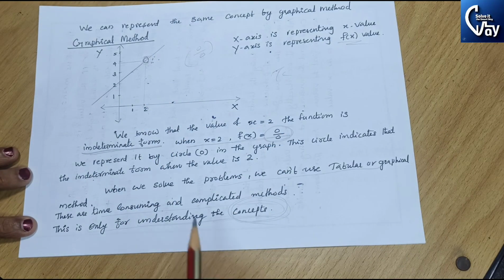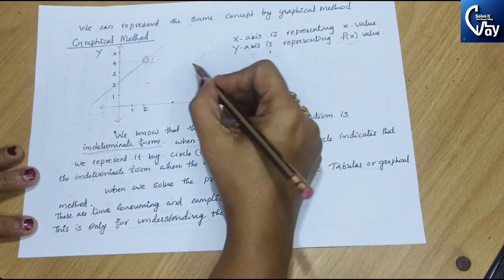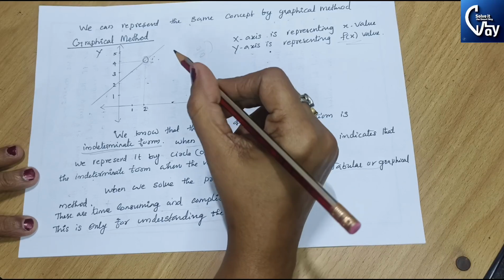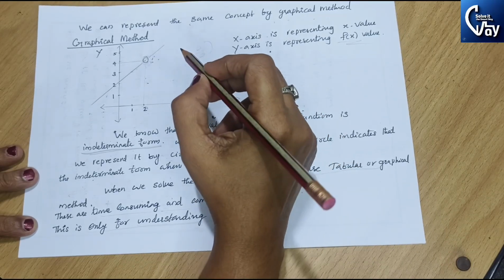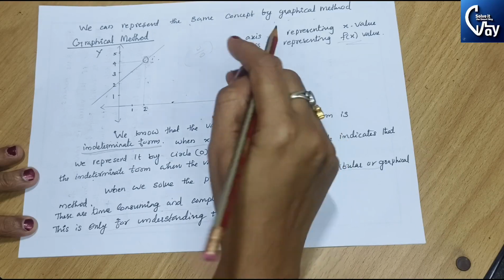When we solve problems, we can use the tabular method or the graphical method. These two are time consuming and complicated methods. This is only for understanding the concept. Is it clear?